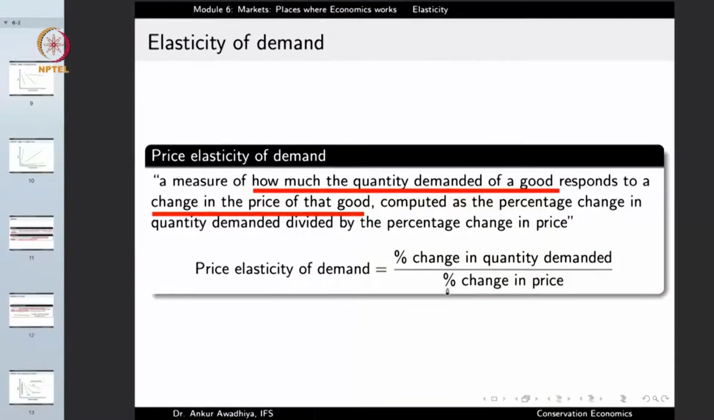On the other hand, it is also possible that with a small change in price, you make a big change in the quantity that is demanded. A good example is, suppose you are equally fond of eating chocolate ice cream and vanilla ice cream. Earlier you were having a cone of both of these ice creams for say 20 rupees. Now the price of chocolate ice cream has remained 20 rupees, but the price of vanilla ice cream increases from say 20 rupees to 25 rupees.